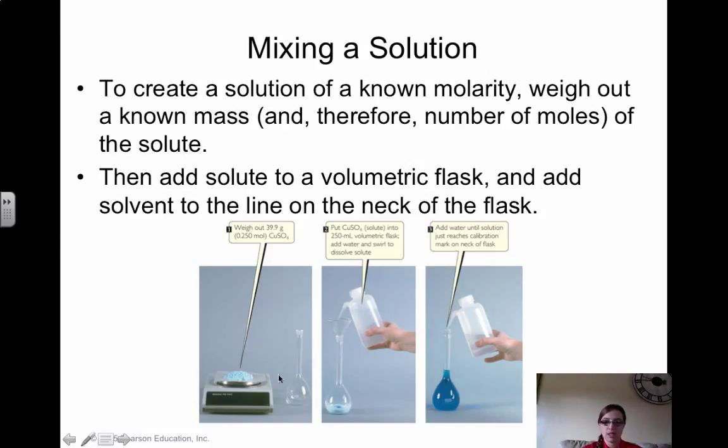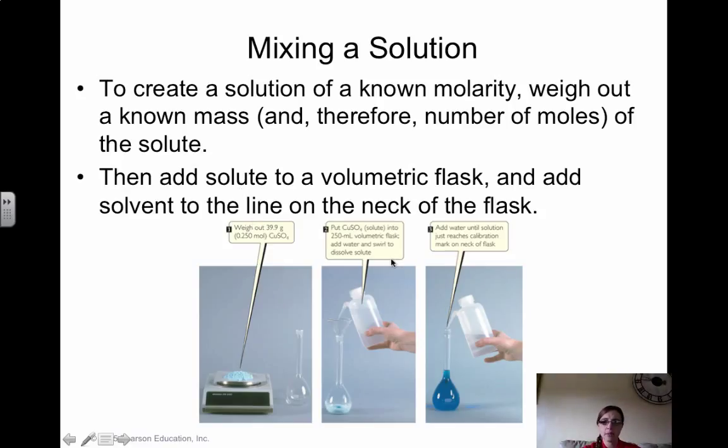If you look, this is a volumetric flask. The volumetric flask is based on a specific volume. So if you need 250 milliliters of solution, you need to grab a 250 milliliter volumetric flask. If you need 500 milliliters, you grab a 500 milliliter volumetric flask. You have to make sure that your flask matches up with the volume that you need. So you add the solute to the flask.